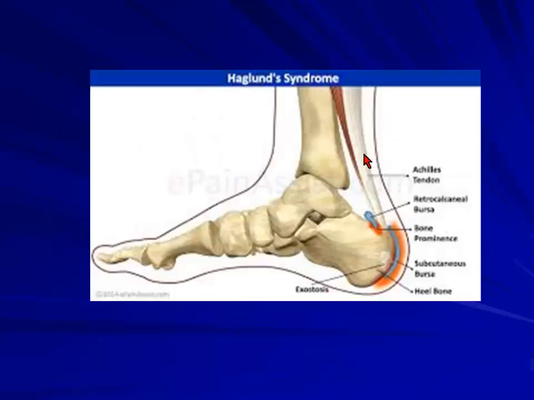So this is a nice presentation. If you look at it, this is the bursa, and it's got inflammation there. This is the point where the whole thing will be inflamed, and the Ossicles is inserted there.